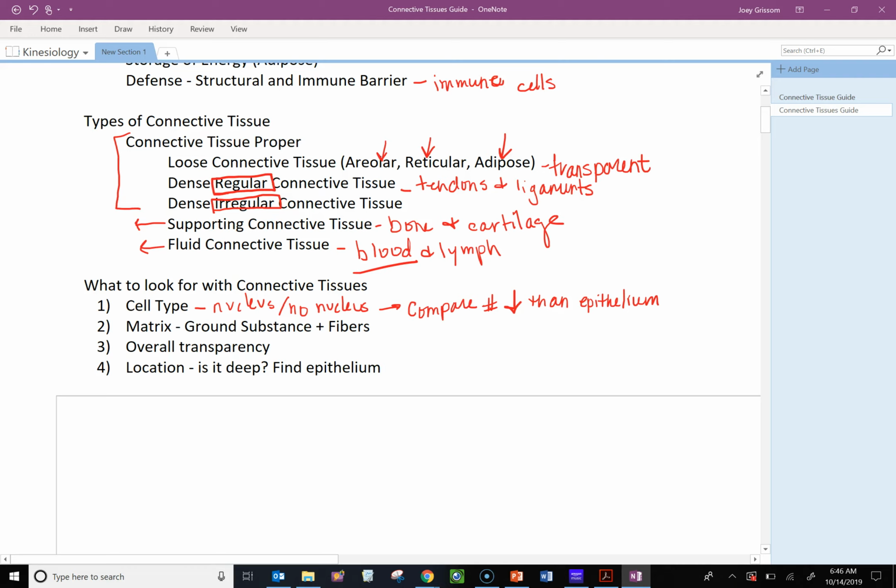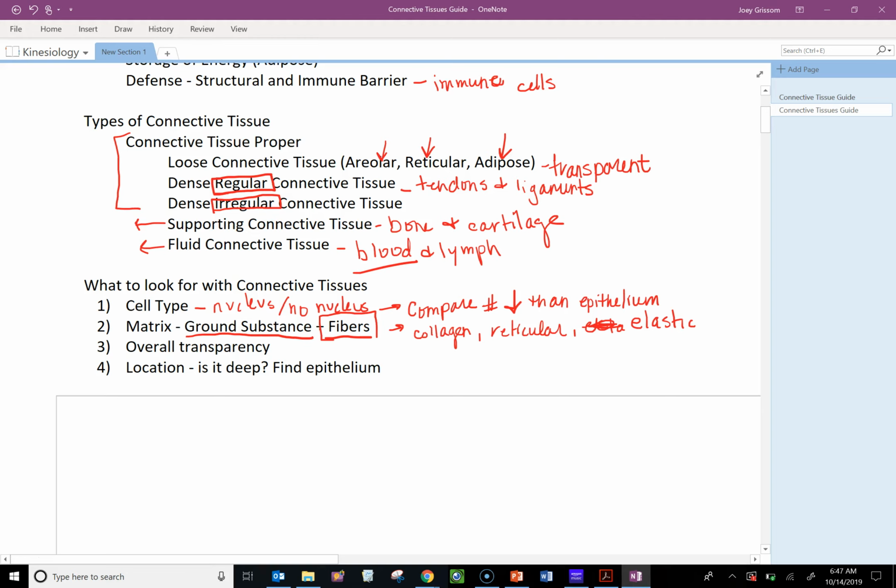All right, the other thing we look for is the matrix. So specifically, what is the mixture of the ground substance, again, that syrupy fluid that's in between the fibers of our tissue. Specifically, we want to look at fibers. So in our tissues with the fiber structure, we have three types. We have collagen, we have reticular, and we have elastic fibers. With these fibers, we're going to see them in kind of different structures.